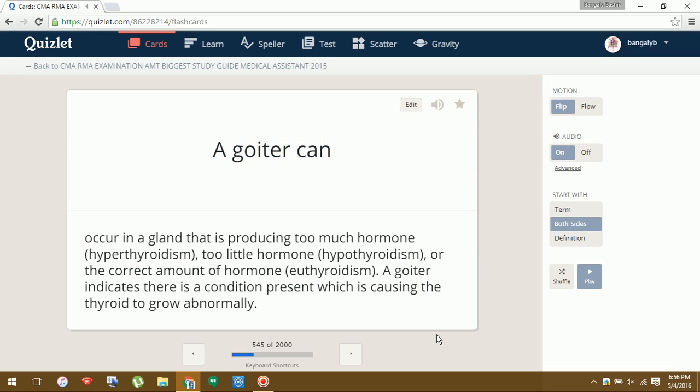A goiter can occur in a gland that is producing too much hormone, too little hormone, or the correct amount of hormone. A goiter indicates there is a condition present which is causing the thyroid to grow abnormally.